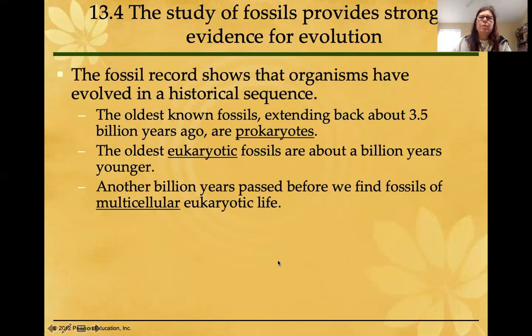Fossil record also shows that organisms have evolved in a historical sequence. The oldest known fossils go back 3.5 billion years ago, and that would be our prokaryotes, so our bacteria. The oldest eukaryotic fossils are about a billion years younger. So it took another billion years before we got eukaryotic cells. Another billion years before we find multicellular eukaryotic life. So it took a long time to get life jump-started on this planet.